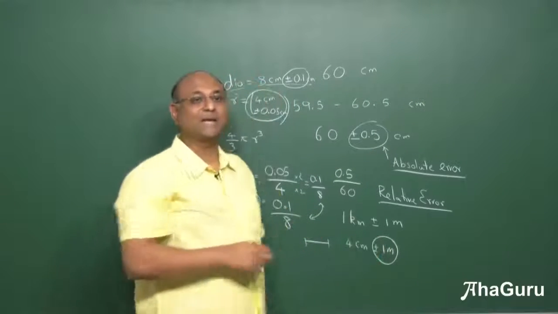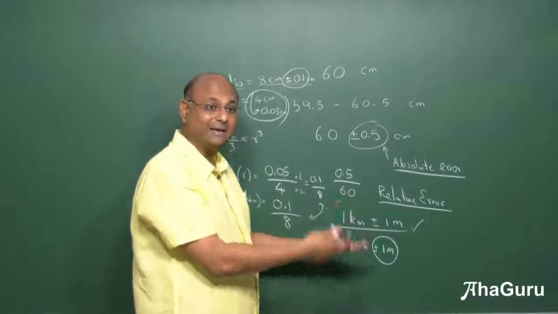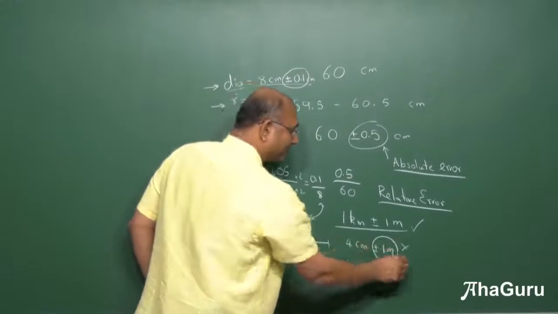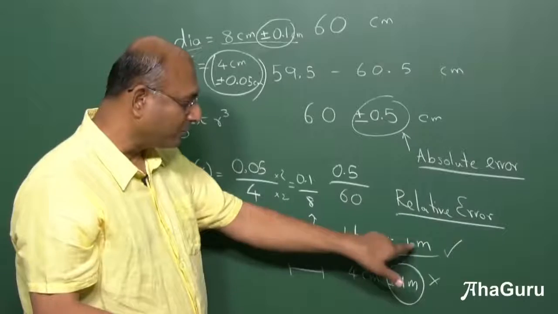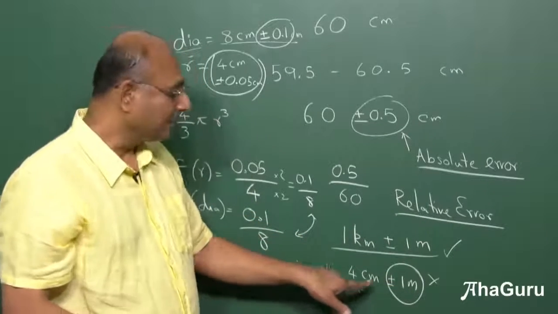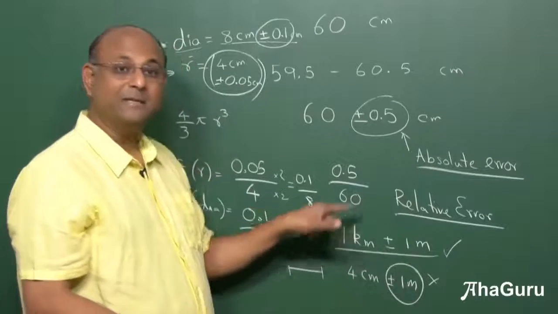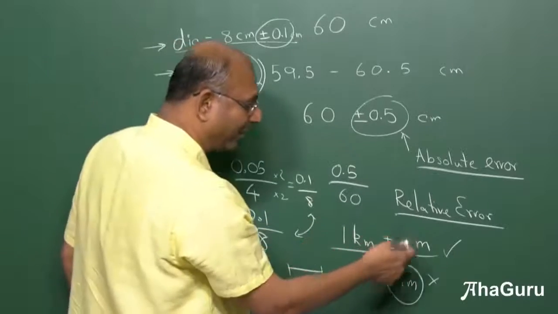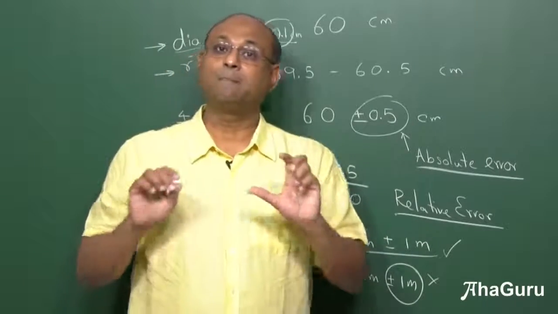So this is a very huge error. Nobody talks about such a large error. So this is a good error. This is a bad error, very bad error. Okay, so basically this has a huge relative error. Absolute error both look the same. But relative error, this is 1 meter by 4 centimeters, which is basically 100 by 4, whereas this is 1 by 1000. So this is very, very small. This is quite large. We also talk about percentage error.